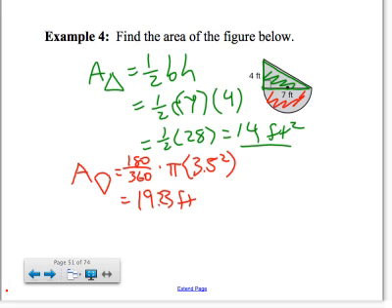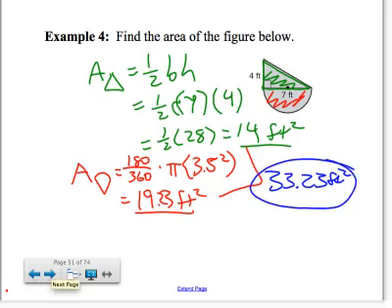And so now I have to take these two values and add them together. So 19.23 plus 14, I get 33.23 square feet as the area of this figure.